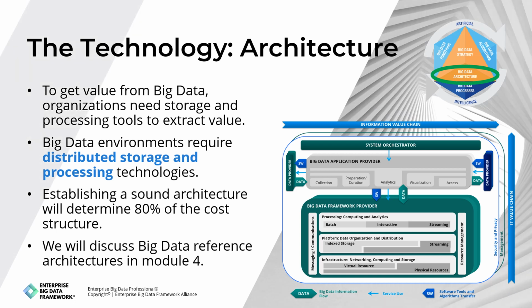The second core capability of the Enterprise Big Data Framework is architecture. Ultimately, data is digital and is stored as bits and bytes. And therefore, we need an IT architecture to support the storage and processing of data. As we have seen in the module about the 4V model, big data has distinct characteristics, which require an environment that can process massive datasets.